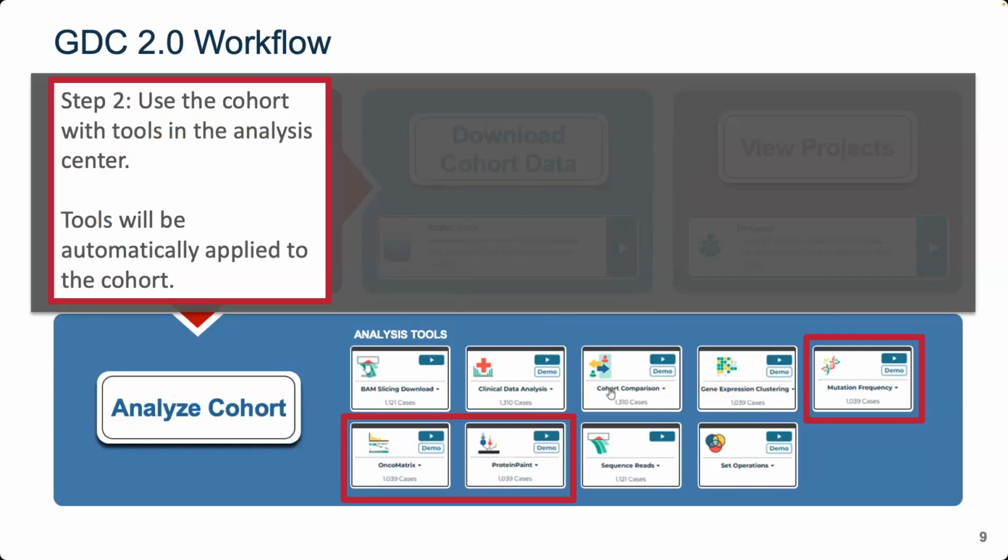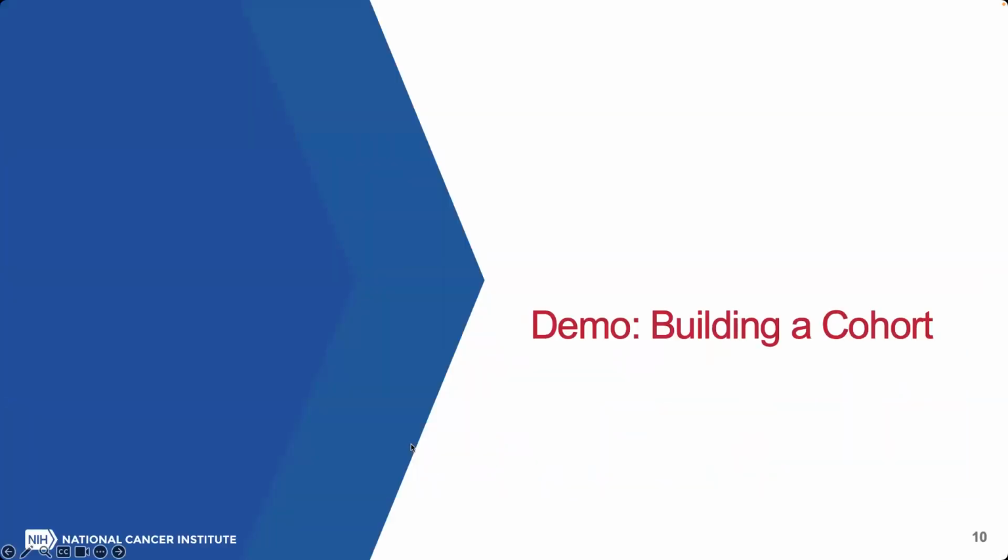The second step is to use the cohort with whatever tools we're looking at. And here I've circled in magenta the three tools that we will be looking at today. These will be automatically applied to the cohort, and if you switch between the tools, it'll be the same cohort unless you switch the cohort. So let's get on with that and start with the demo.